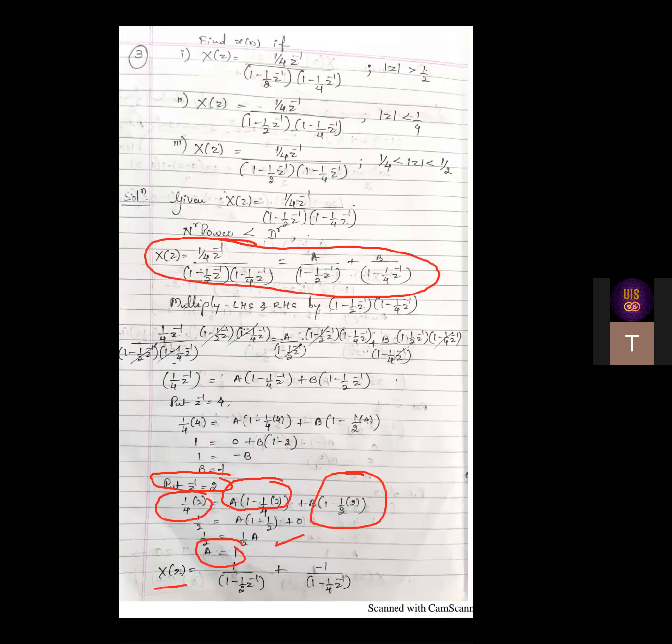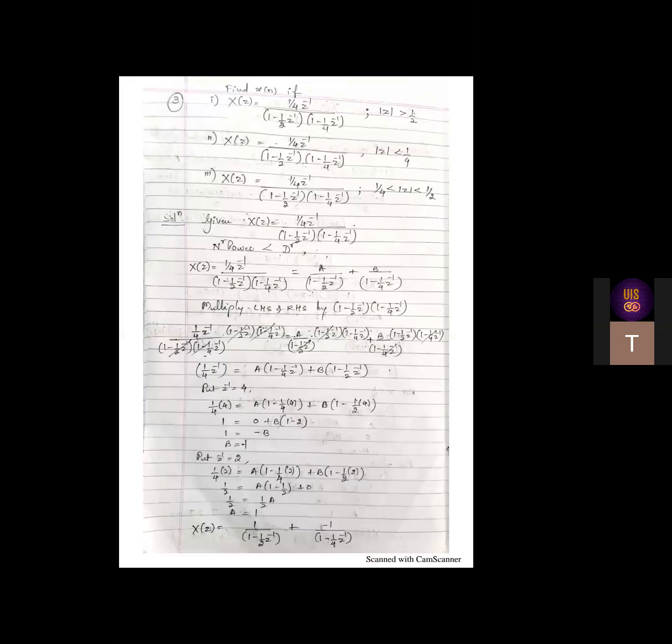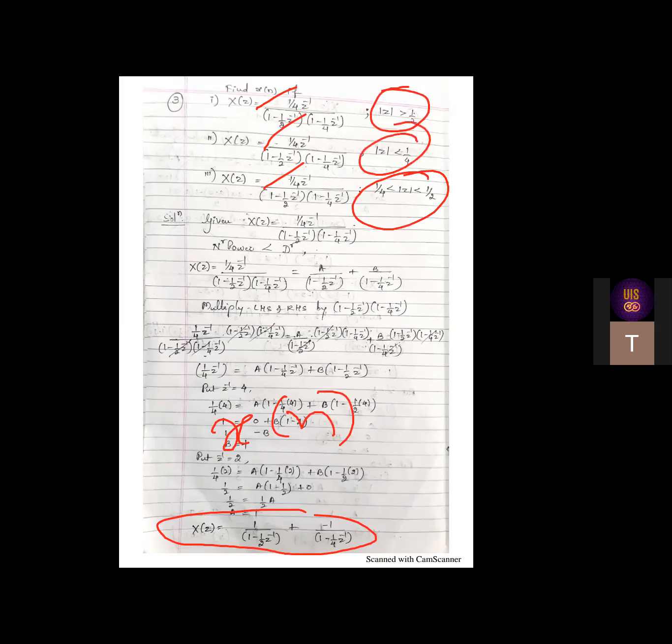So X of z will be A divided by this, A is 1, plus B divided by the second bracket, B is minus 1. You can put this as minus or take minus 1 separately, no issues. Now, the next step is, till this point, for all three sub questions, this much is common. After this, the sub bits will come. We need to decide what our sequence x of n will be based on the given ROCs. Now let us try to check that.